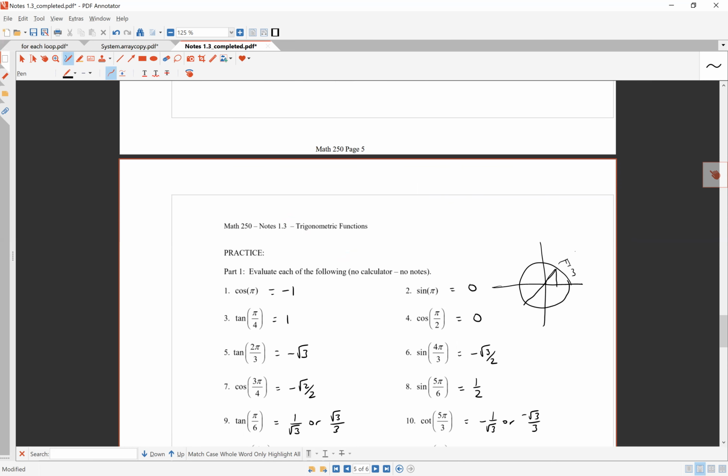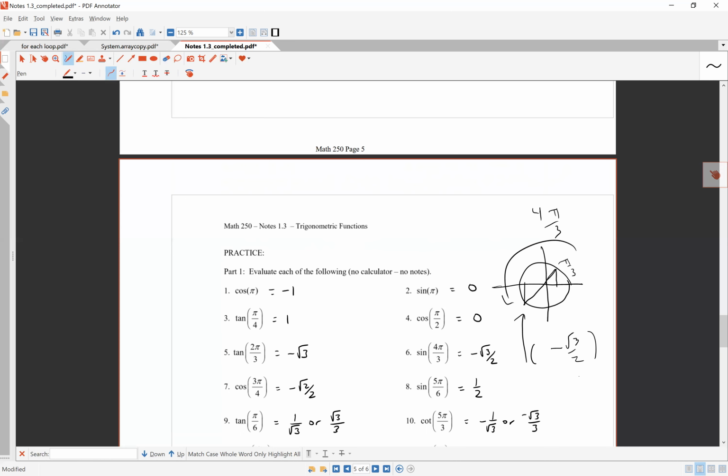So this is 4 pi over 3, and we're going down the same amount. So the second coordinate here has to be minus square root of 3 over 2. I know my writing is terrible here. Instead of going up square root of 3 over 2, we're going down square root of 3 over 2. So the sine of 4 pi over 3 is minus square root of 3 over 2.